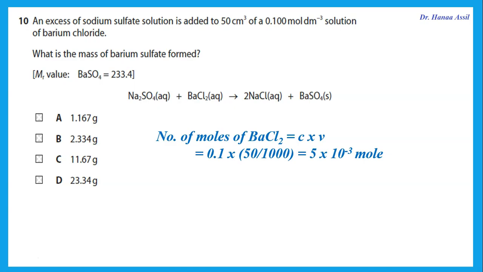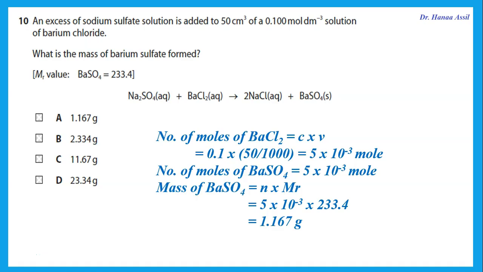So from the equation, the number of moles of barium sulfate is the same as the number of moles of barium chloride. So now I have the number of moles, I can get the mass. Mass is number of moles times Mr, and that gives me the mass that I want. Remember, he gives the Mr, so don't waste time calculating the Mr if you're already given that in the question.